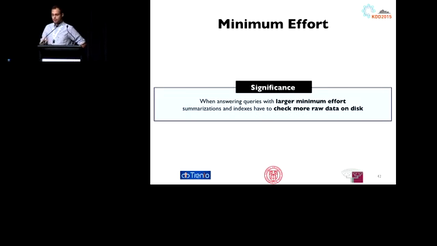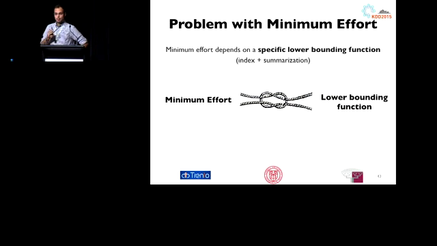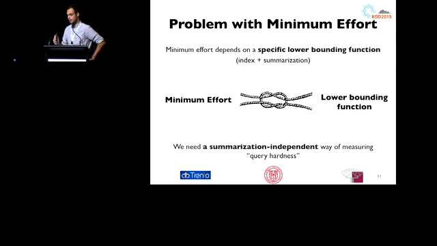The significance of this number is that when answering queries with larger minimum effort, summarizations and indexes will have to check more raw data on the disk. But the problem with minimum effort is that it depends on a specific lower bounding function, that is an index and the summarization together. So what we need, though, is a summarization-independent way of measuring query hardness.